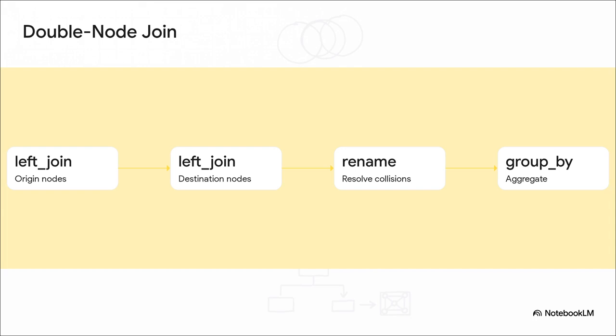First, you left join the origin nodes just like we sketched. Second, you left join the destination nodes using the ToID. Third, and this is absolutely crucial, you rename the columns to resolve collisions. Finally, you group by and summarize to get your final count.